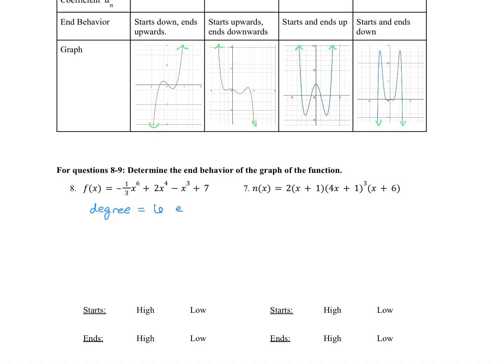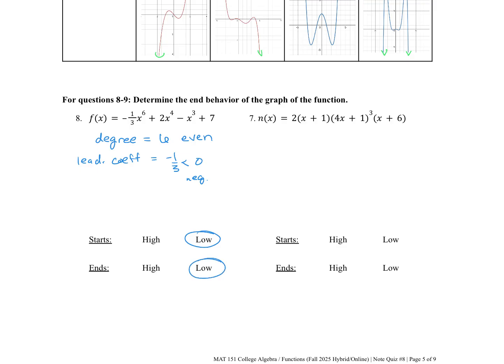And that is an even number, which means we're in one of the two second cases. We're either going to start high and end high or start low and end low. Now, it all comes down to the leading coefficient. So the leading coefficient is equal to negative 1/3, which is negative. So that puts us in the second category, which means it's going to start low and end low.